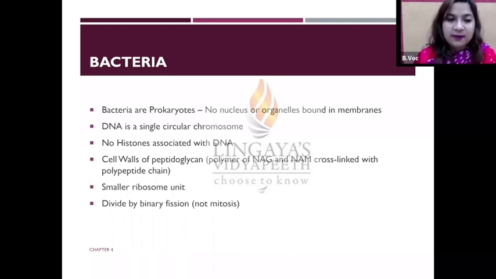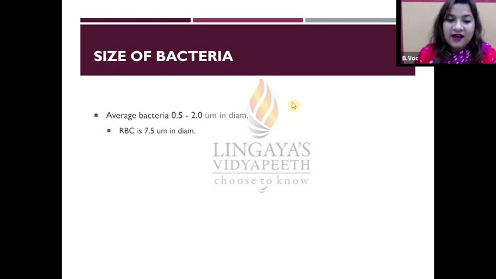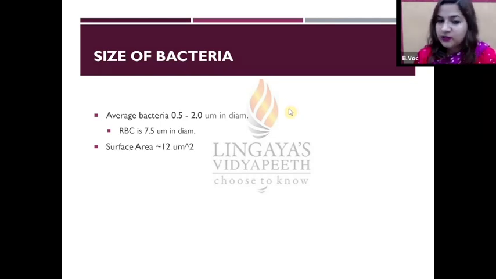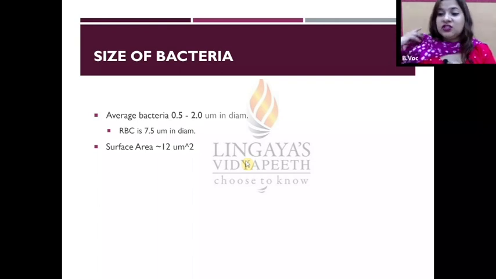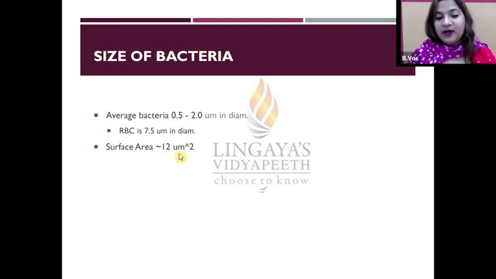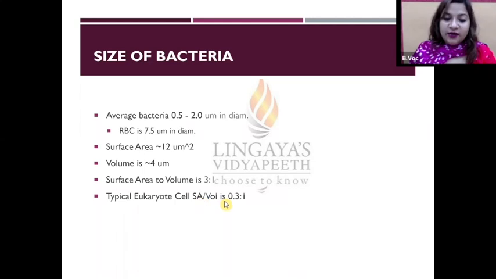This is clear, the concept of bacteria. Now talking about the size of bacteria. What is the size of the bacteria? All right. So the average bacteria size is 0.5 to 2 micrometer in diameter. If we talk about RBCs, it is 7.5 micrometer in diameter. So bacteria are very small, even smaller than the RBCs, which are the smallest cells of the blood. The surface area of bacteria is 12 micrometer square. All right, the volume is 4 micrometer square. And the ratio of surface area to volume is 3:1. The typical eukaryotic cell surface area to volume ratio is 0.3:1.